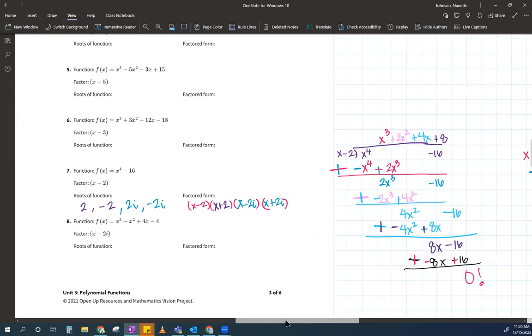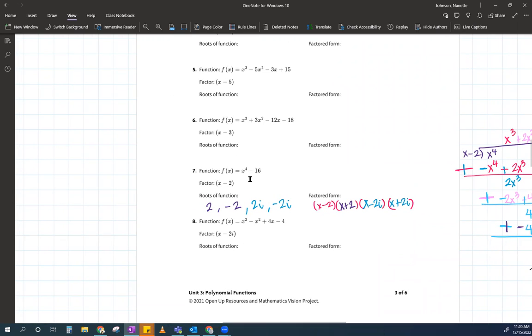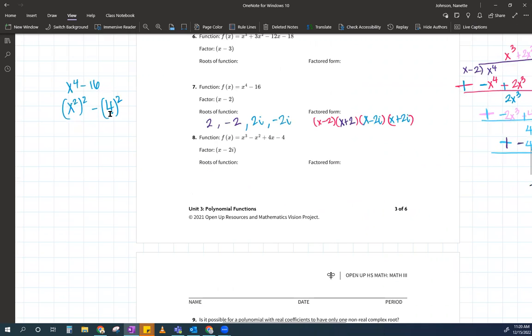Awesome work. Any questions on this? I'm going to show you my shortcut. If you recognize that this is a difference of squares, you would have seen x to the 4th minus 16 as x squared squared minus 4 squared. Then you can separate them into a plus b and a minus b, so x squared plus 4 and x squared minus 4.